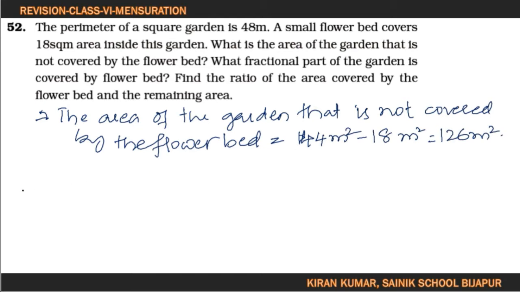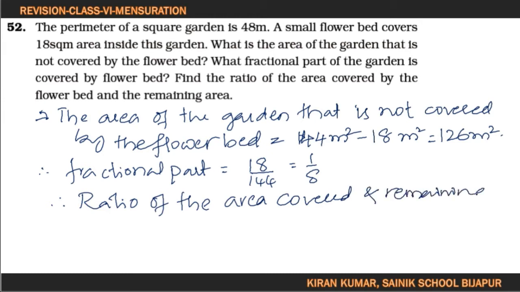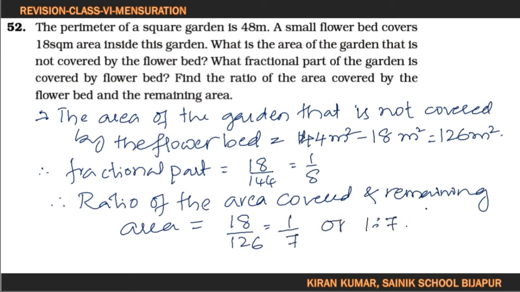Now the question is to find out the fractional part. Therefore, the fractional part will be 18 upon 144, which is 1 by 8. Therefore, the ratio of the area covered and remaining area will be equal to 18 by 126. So 1 by 7 or 1:7. This is the ratio.